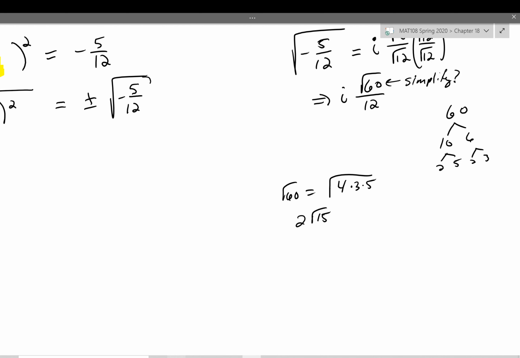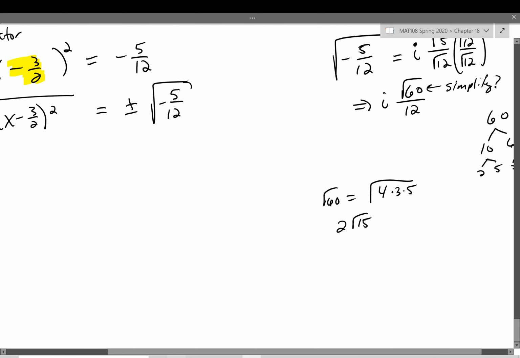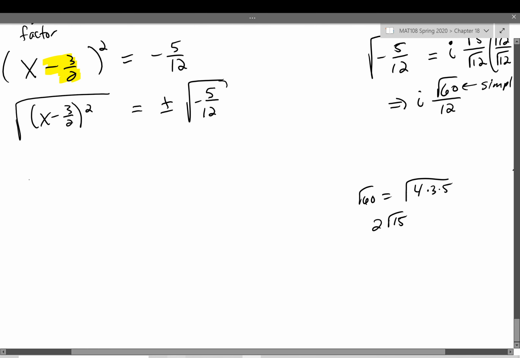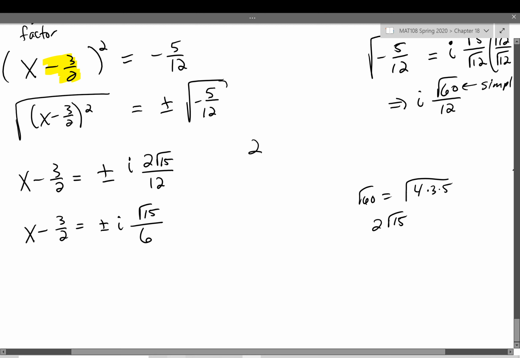Okay? So what I'm going to do is come back all the way over to here, and I'm going to piece all the information together. So we have x minus 3 over 2 equals plus or minus. Now, remember, we have the i, and then in the numerator, we're going to have 2 square root of 15, and in the denominator, we have 12. Okay? All right. Now, that's going to give me x minus 3 over 2 equals plus or minus i square root of 15 over 6, because 2 over 12 equals 1/6, okay?